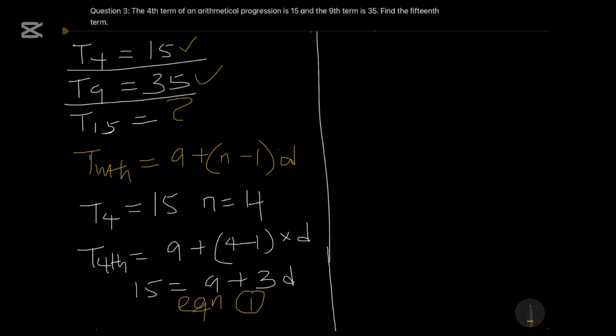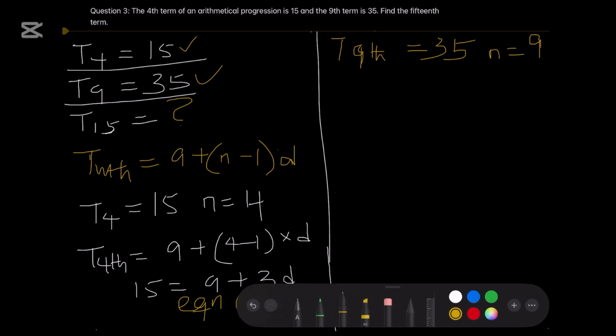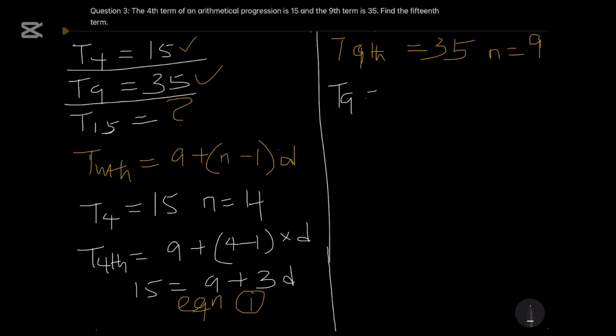So now let's move to the second statement, which says our T9 is equal to 35, and our n, because we are dealing with the ninth term, is 9. So applying the same formula, we have T9 is equal to A plus (9 minus 1) multiplied by D, and T9 is 35.